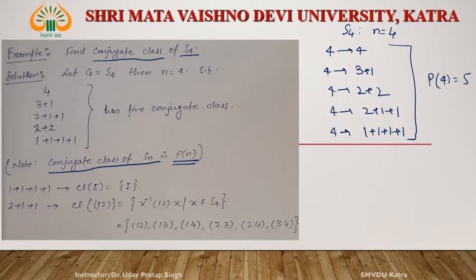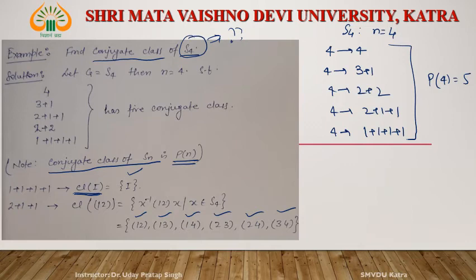Now see. Corresponding to 1 plus 1 plus 1 plus 1, that is CLI, the conjugacy class of I, right? This is 1. 2 plus 1 plus 1, that is all the elements in S4 of order 2, that is CL12, containing these elements (1 2), (1 3), (1 4), (2 3), (2 4), (3 4), right? I hope you know all the elements of S4, right? If not, go and see the previous lecture.